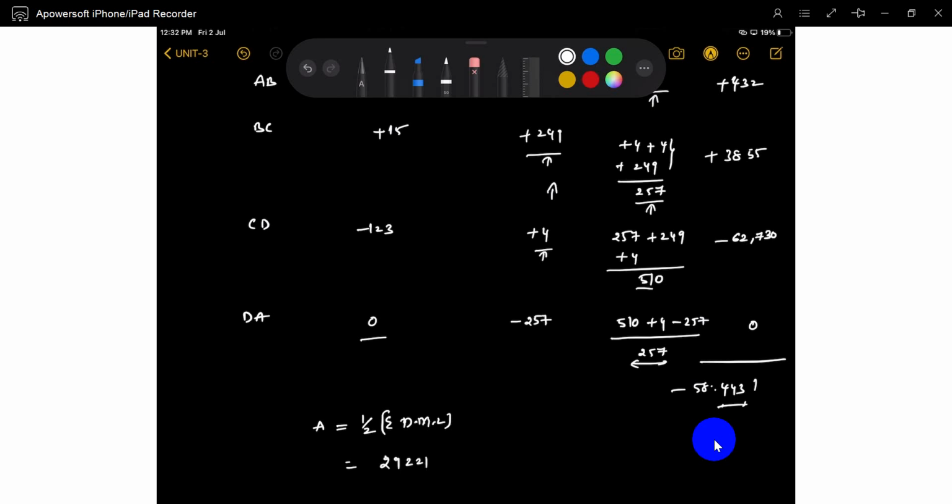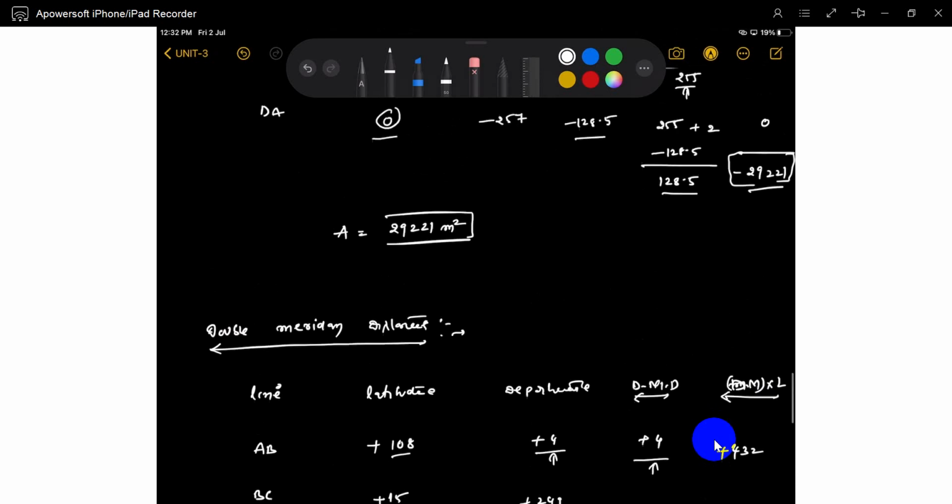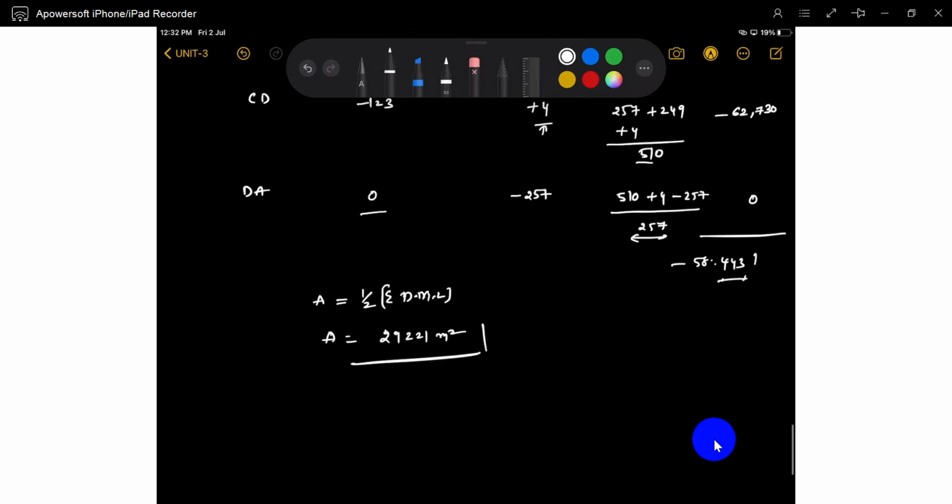29221. 29221 square meters. That is the area. So how much did we get previously? 29221. Exactly, it gives the same answer. Understood? Same answer. That is the meridian distances and double meridian distances.